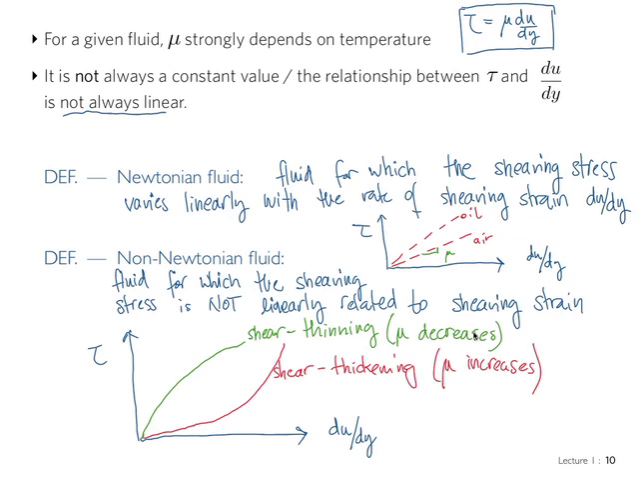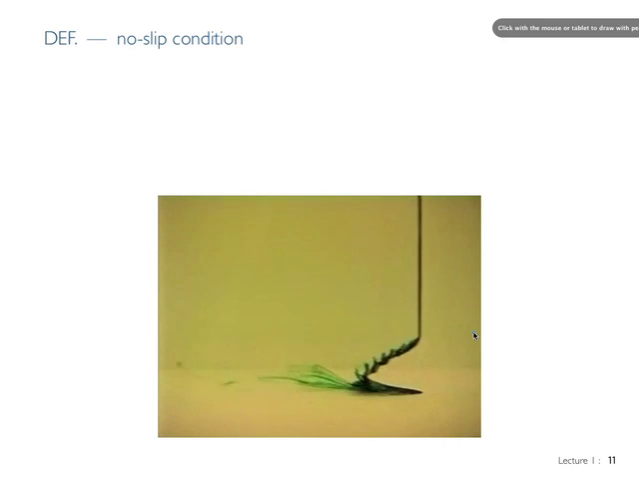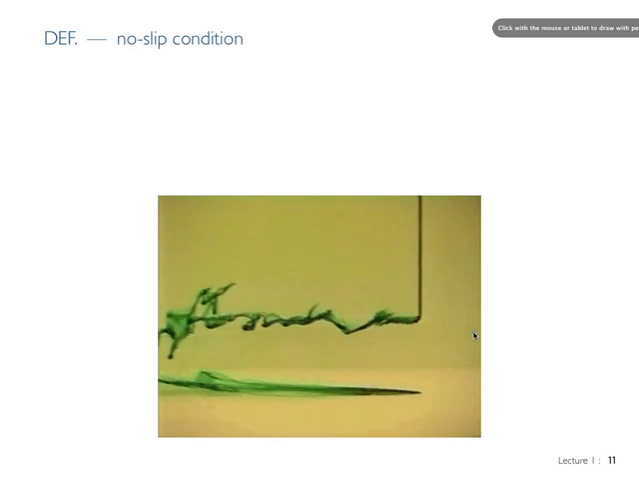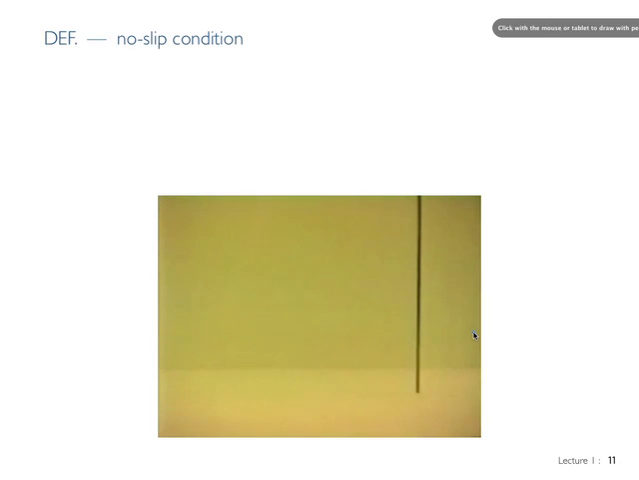But there are many fluids that will behave in this nonlinear way. There are a couple of definitions that we need to introduce here at this point. The no-slip condition. This is an experimentally observed fact shown here in this movie. We have water in some sort of tank flowing there, and a needle is introduced with some dye. And the dye that is placed very close to the wall, as you can see, sticks there.